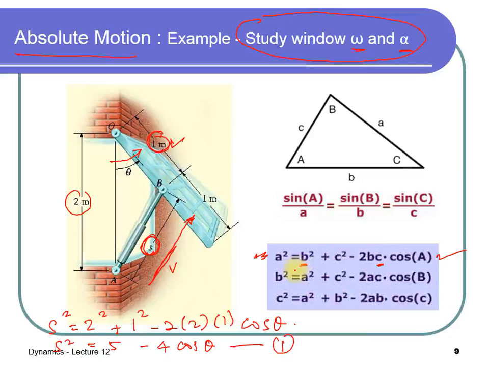What you will do is take the time derivative of this equation to reveal the velocity of the hydraulic jack, and by taking the time derivative of this equation again, you will be able to reveal omega, the angular velocity of the window panel. That is important to study. Using those cosine rules, you will be able to study the window's omega and acceleration.